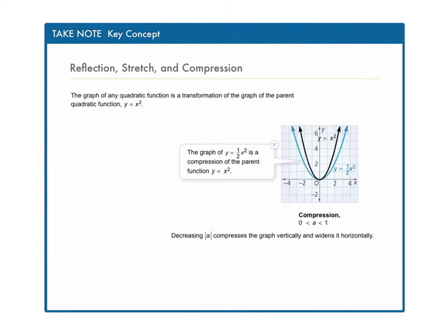We could also compress a graph, which means make the graph wider compared to the parent function. Basically, anytime the absolute value of the a value is between 0 and 1, so 1/2 in this example, or 1/3, or negative 1/4, that's going to pull the points closer to the x-axis, which is going to make it a wider graph, which means it increases at a slower rate.